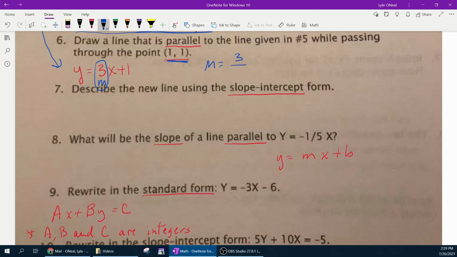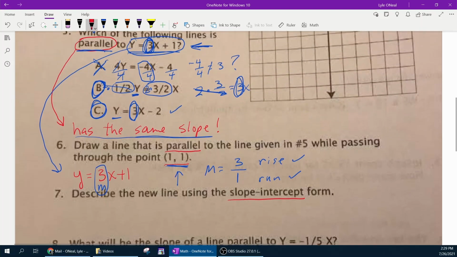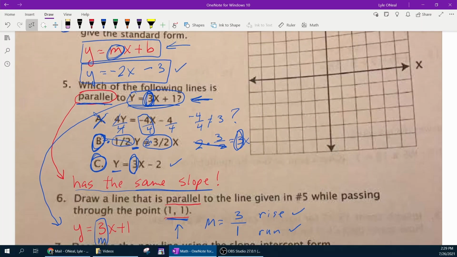So any whole number can be made into a fraction by putting it over 1, and that gives us our rise and run. So now we know the point that we need to go through, and we know our rise and run to get to the next point. And so at this point, pun intended, we should be able to graph this line.